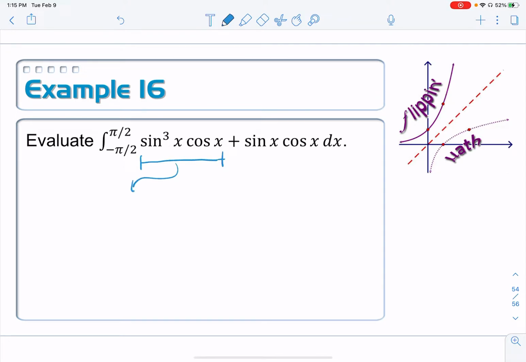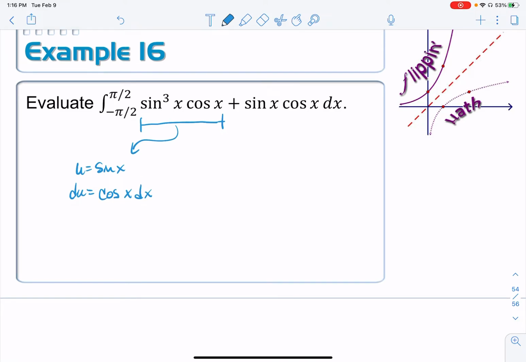With this one, let's say our u is equal to sine x. I'm choosing that one because you have sine raised to the third power. And your du is equal to cosine x dx, not negative, because we're taking the derivative of that. Let's keep going and rewrite our limits of integration here.